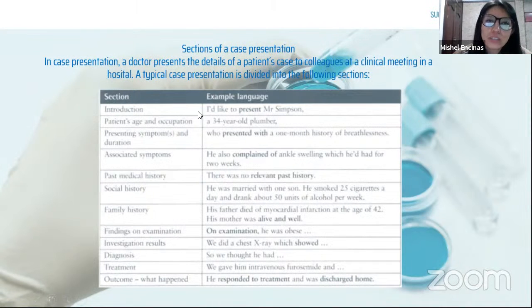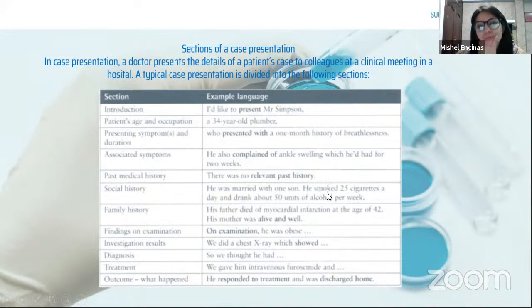For example, the introduction. I'd like to present Mr. Simpson, patient's age and occupation. A 34-year-old plumber presenting symptoms and duration, who presented with a 1-month history of breathlessness and associated symptoms. He also complained of ankle swelling, which he had for 2 weeks. Then you can say past medical history. There was no relevant past history.